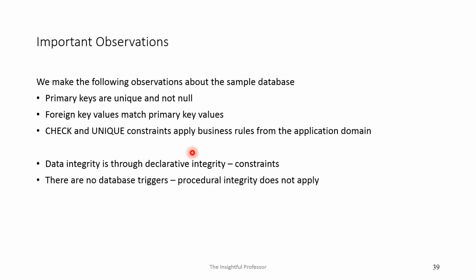So we've mentioned these observations already. Here they are once again. Primary keys are unique and not null. Foreign keys have to match primary keys. We also have check and unique constraints, which serve to apply some of the business rules from the application domain. We're using constraints, part of the data definition statements, so this is referred to as declarative integrity. This particular database currently has no database triggers, which means procedural integrity does not apply to this particular database, at least at the moment.